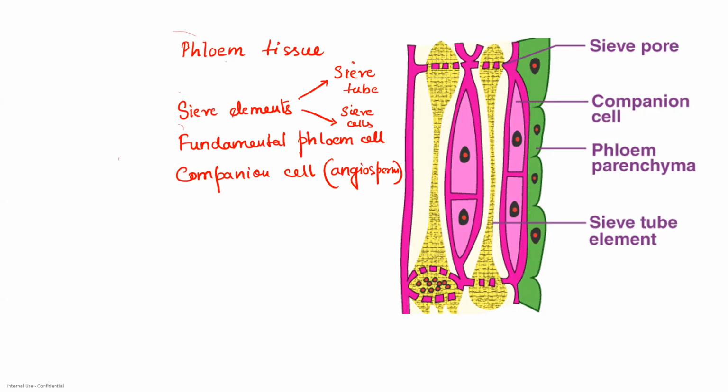Clear? Now our entire discussion will be based on the movement of the photoassimilate from the source to the sink through these elements, these components of phloem tissue. Clear?